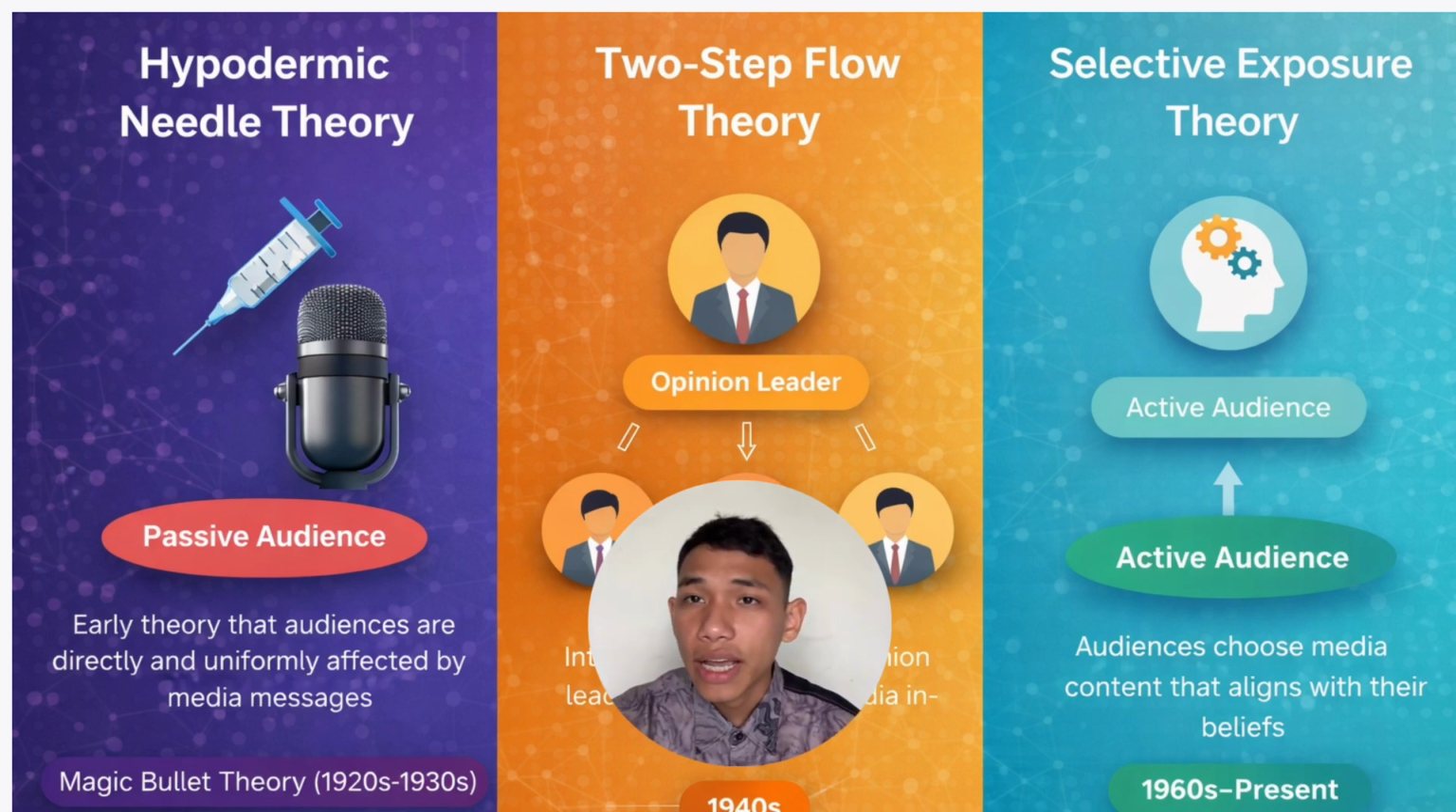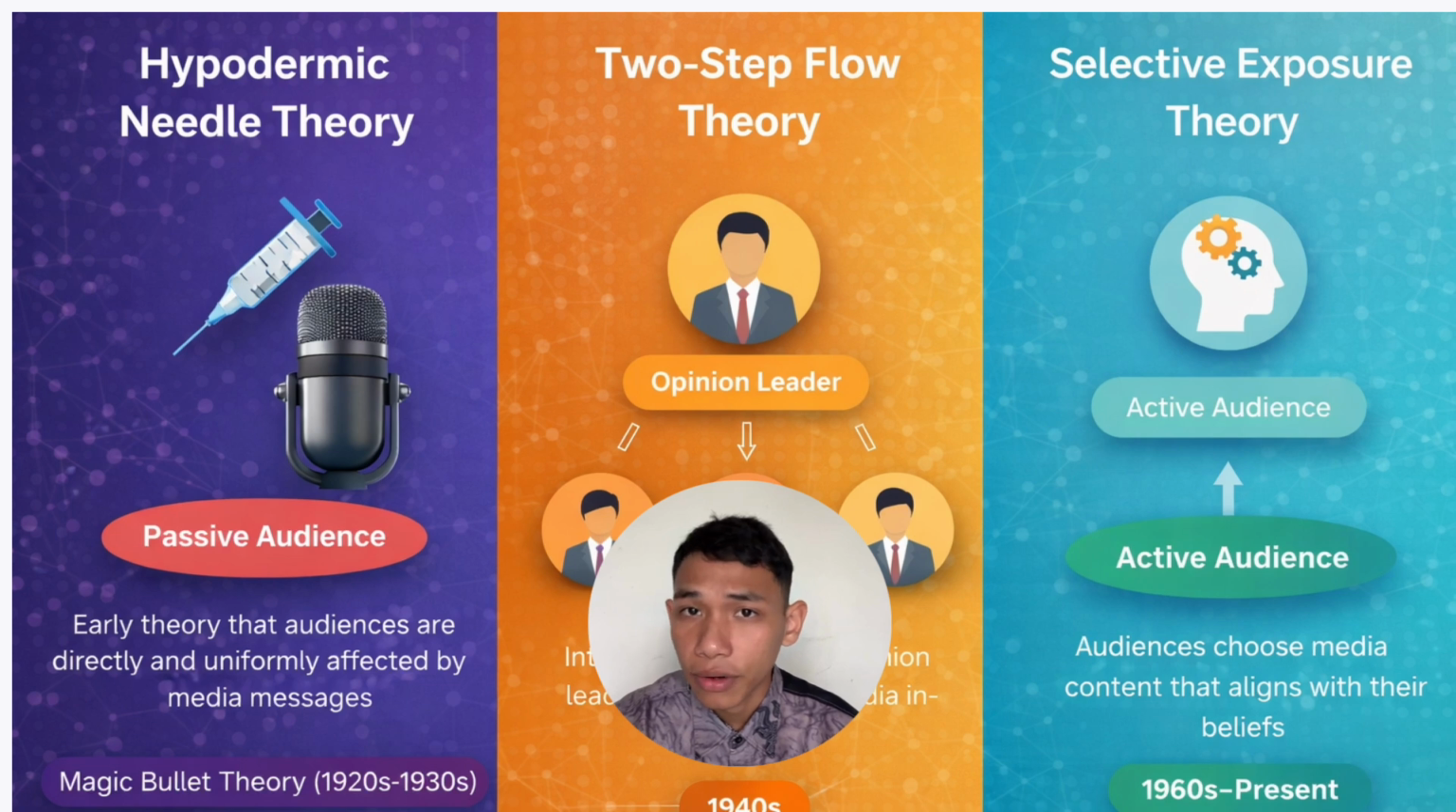This theory emphasizes that audience have control over what they consume and that media effects are limited by personal preferences and psychological factors. In the modern digital era, this theory is especially relevant due to algorithm and personalized content on social media platforms.